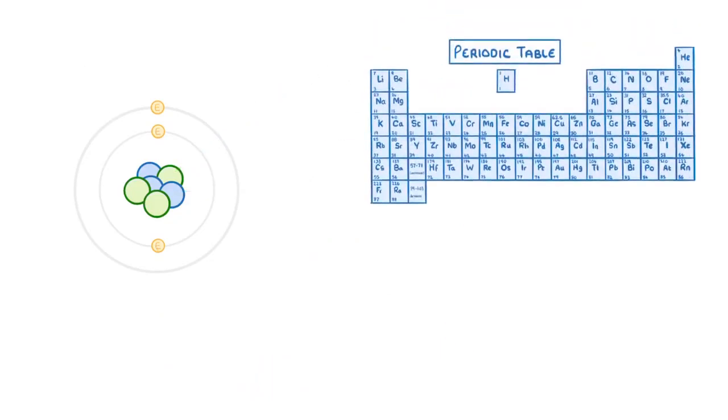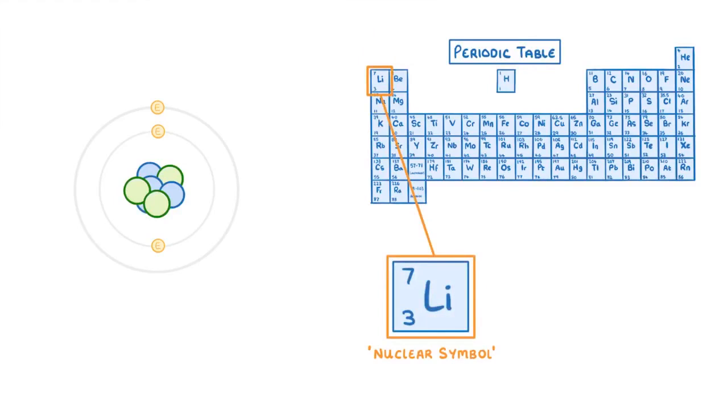If you look at a periodic table, each box is known as a nucleus symbol, and represents a particular element, like this one for lithium. Inside the box is all the important information that you need to know about that element. On the right, we have the elemental symbol, which represents the element, so Li for lithium.